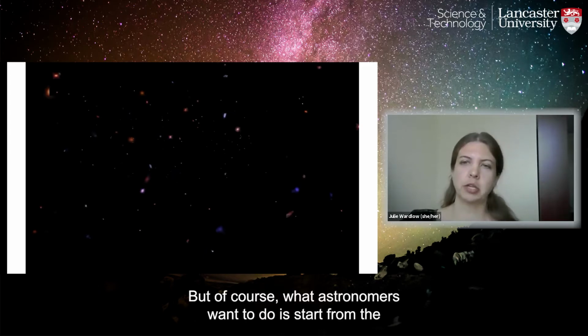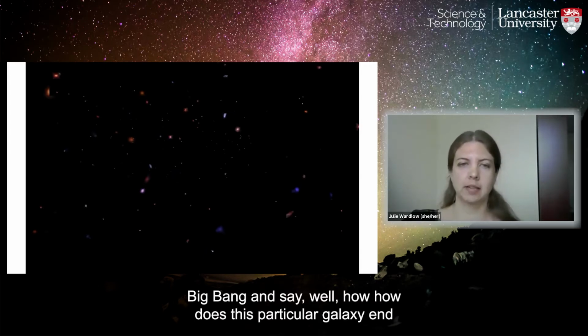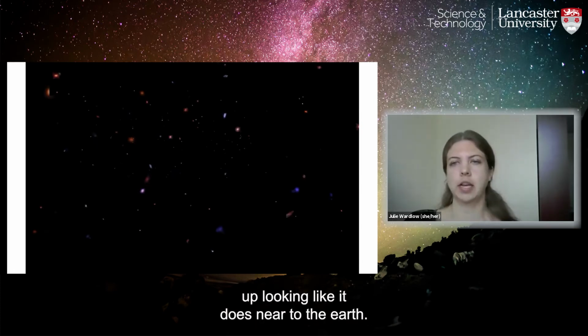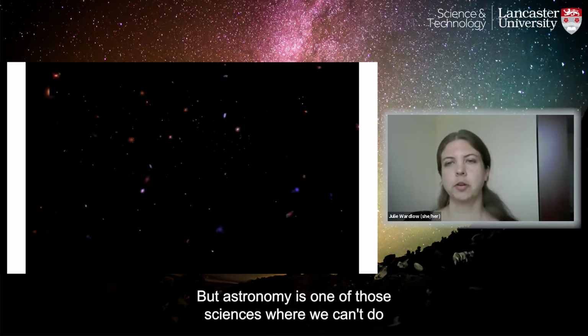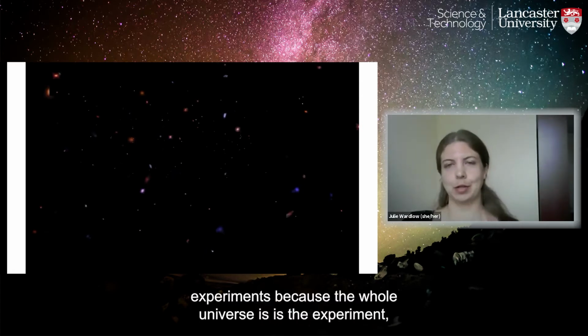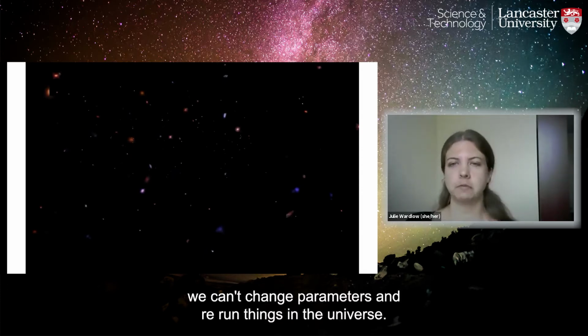But of course, what astronomers want to do is start from the Big Bang and say, well, how does this particular galaxy end up looking like it does near to the Earth? But astronomy is one of those sciences where we can't do experiments, because the whole universe is the experiment. We can't change parameters and rerun things in the universe.